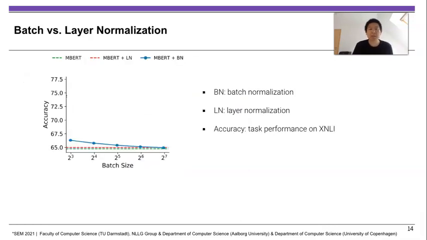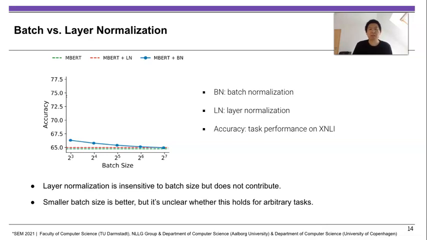Now let's look at the results of vector space normalization. One thing we have to point out is the difference between batch norm and layer norm. Batch norm is very sensitive to the choice of batch size, but this is not the case for layer norm. The figure shows that layer norm doesn't help at all, but batch norm helps a lot, particularly when choosing a smaller batch size.